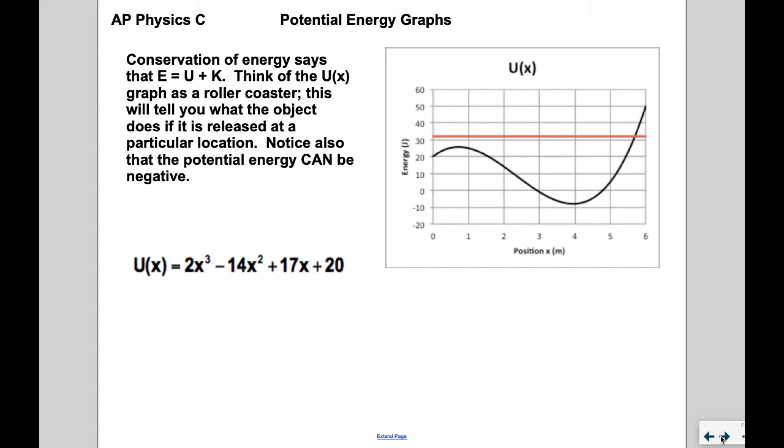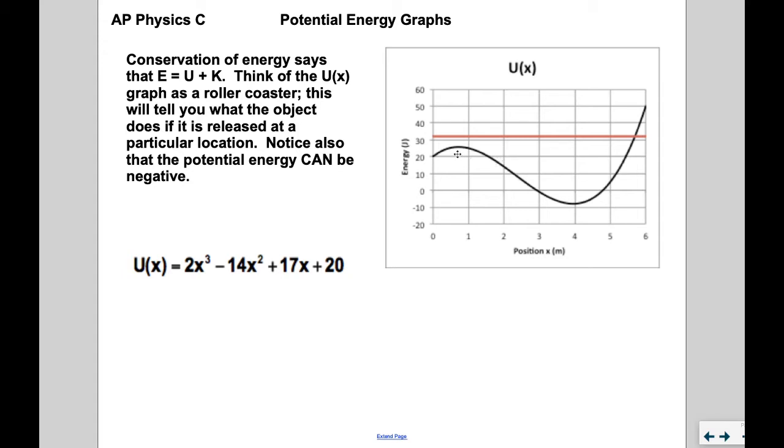The conservation of energy at any point in time says that the total energy in the system is equal to U plus K, potential plus kinetic energy. If we think of the U of x graph as actually a track, like a roller coaster track, this can tell us what the object does if it's released at a particular location with a velocity in a particular direction, or not, as the case may be. It can be released from rest.